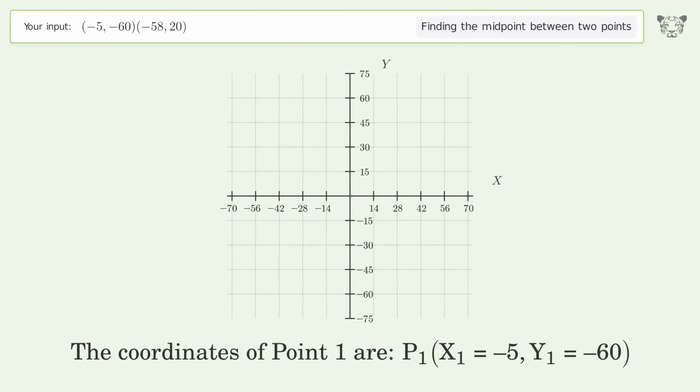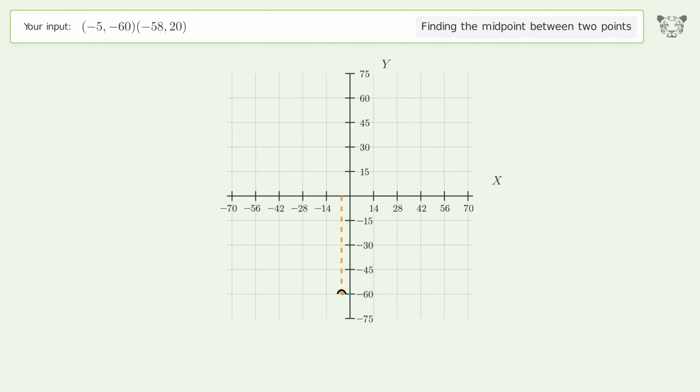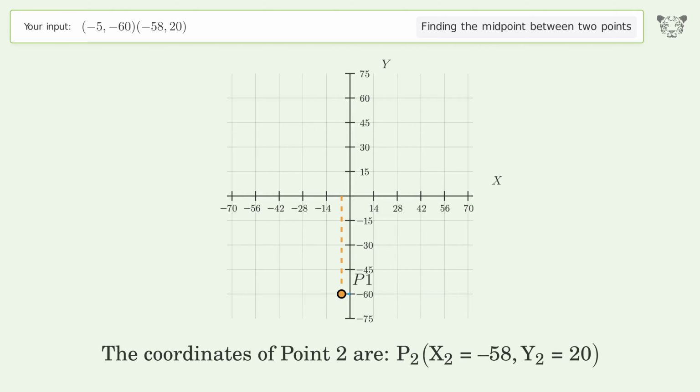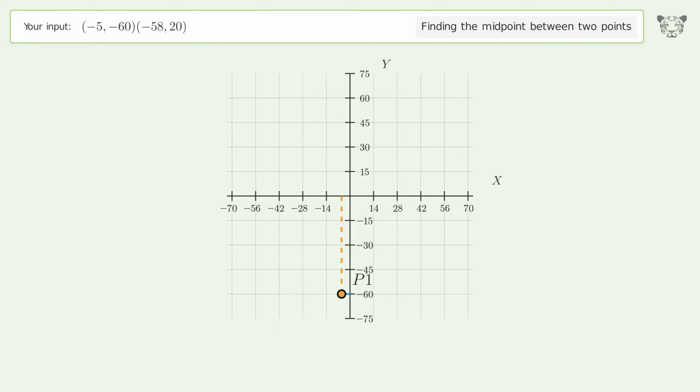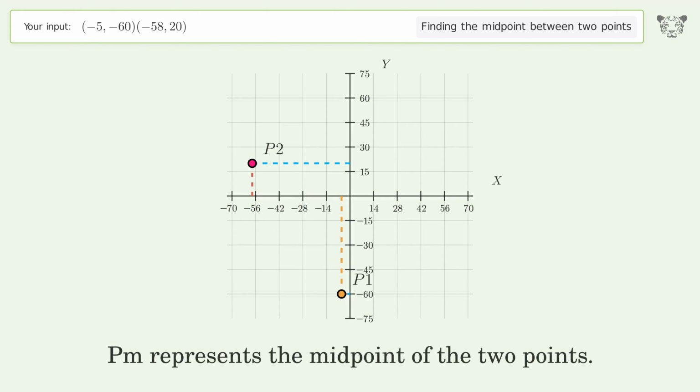The coordinates of point 1 are x1 equals -5, y1 equals -60. The coordinates of point 2 are x2 equals -58, y2 equals 20. PM represents the midpoint of the 2 points.